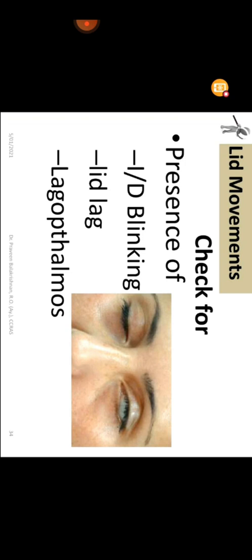And then you see the lid lag. For lid lag, you ask the person to close the eyes, and immediately the upper eyelid should follow the eyeball and get closed. That is how it should be done. But in some persons, especially in old age, the moment you ask the person to close the eyes, the lids come very slowly and only then close. That is called lid lag.